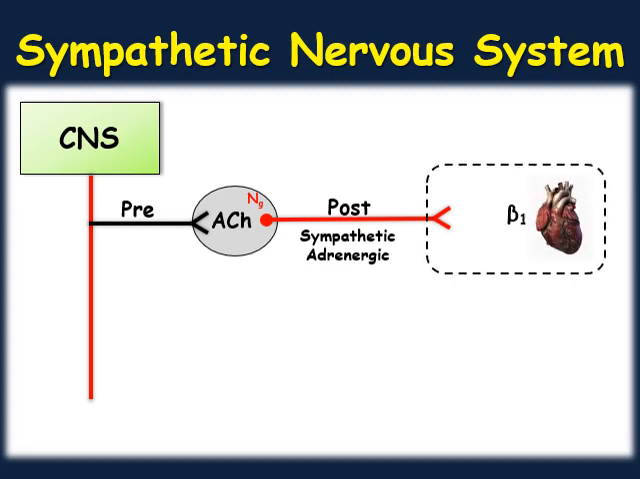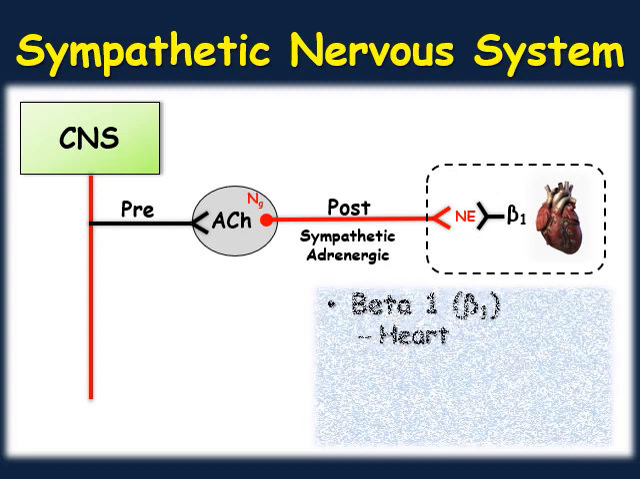All right, so we're talking about beta 1 here, so we have a heart. In the heart, the adrenergic receptors are beta 1. So here we have a beta 1 receptor, and of course now the neurotransmitter is going to be norepi. So in the preganglionic, the neurotransmitter was acetylcholine. Postganglionic, the neurotransmitter is norepinephrine. Okay, and that's going to bind with a beta 1 receptor.